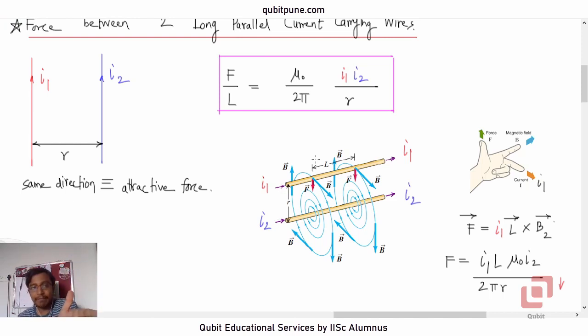So now you return to your left hand. You already have the middle finger of your left hand along I1. Now you will rotate your hand in such a way that the index finger will be in the direction of B bar. And if you do that, the thumb will point downwards. The force will point downwards. Left hand, exactly. Look at this figure here. Okay, so if you do this exercise all by yourself, you'll find that the force will be attractive. Okay, and that force is given by this particular expression. Clear?